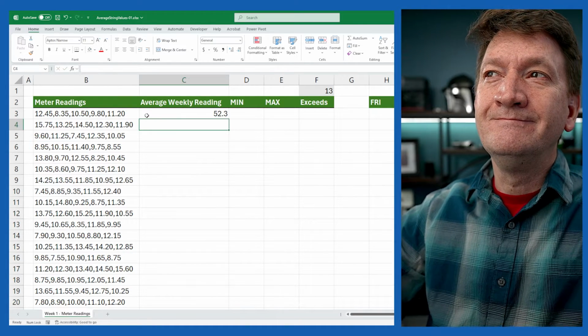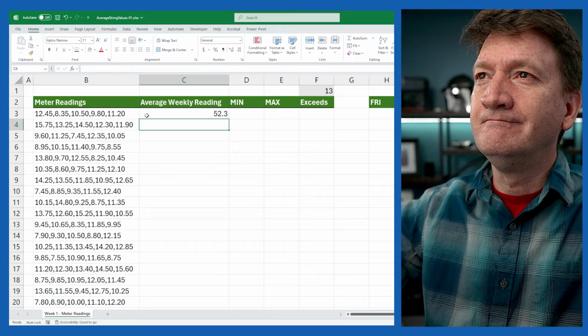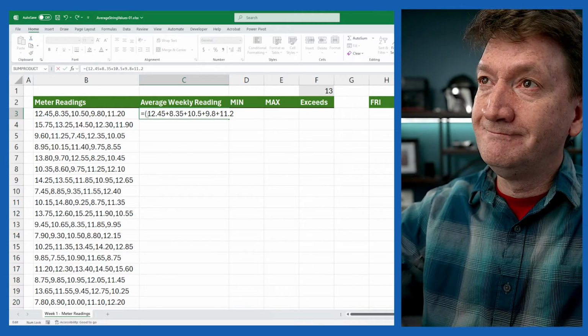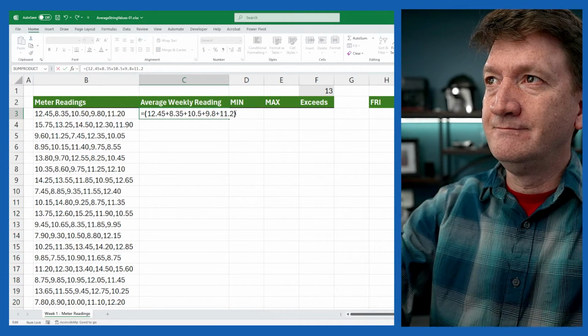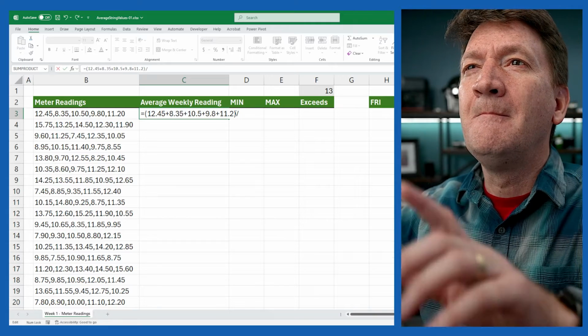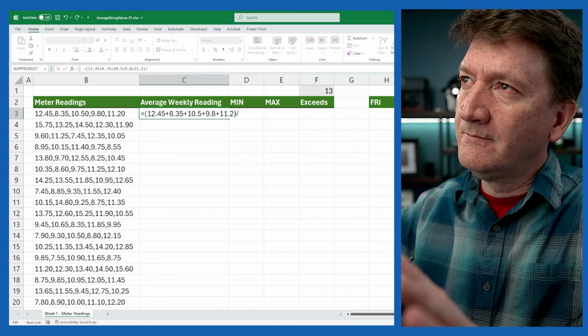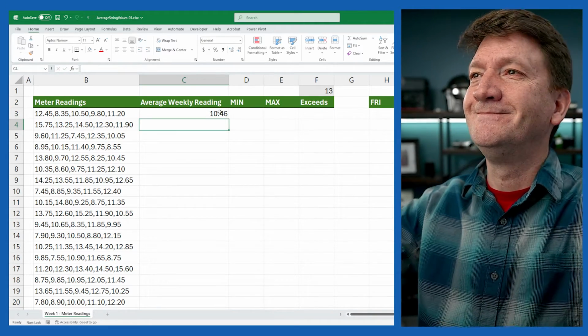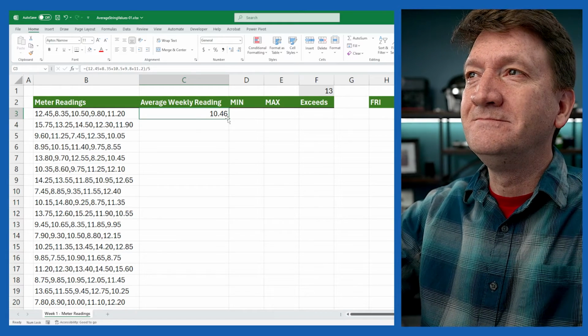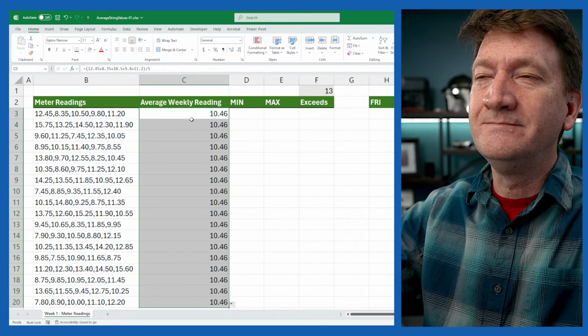Why? Oh, yeah, 52.3. What's he gonna do now? Oh, yeah, parentheses. Okay, get that happen first. And then he's gonna divide by what? You found it. Oh, bummer.